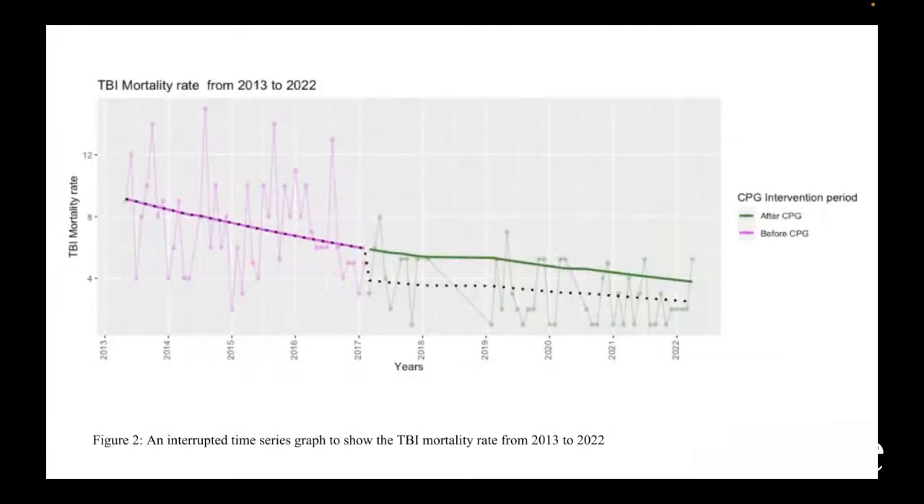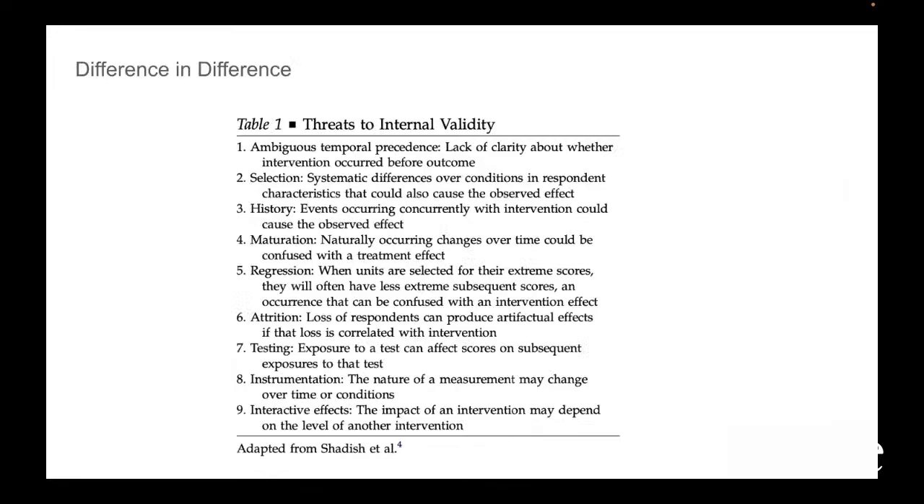Like you can see here, TBI mortality started to decrease before the CPG. So the temporal relationship can be assessed by this difference in difference analysis, because you can see the mortality was still decreasing even before the CPG. The next reason is selection, so you can see selection bias.